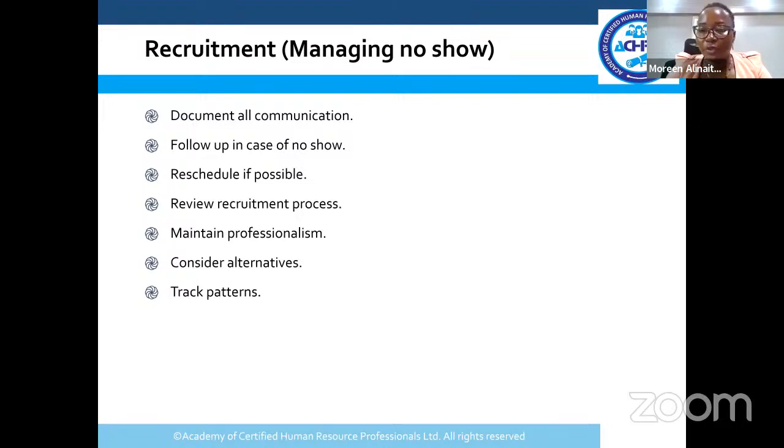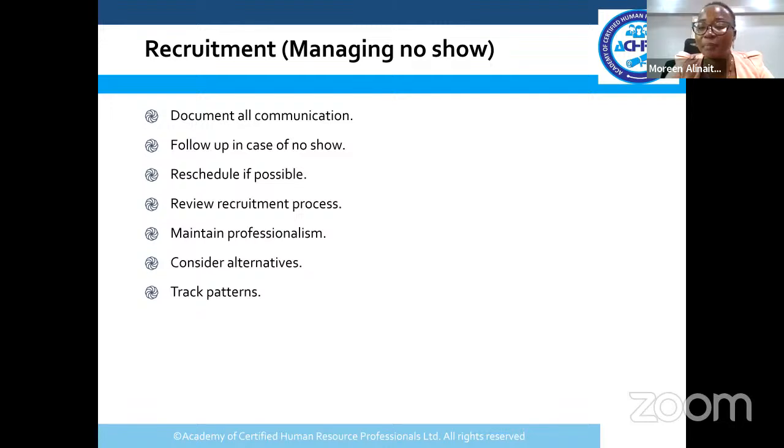So if you do an advertisement and people do not show up, or somebody who applied for the role does not show up, you need to make sure, number one, you have documented all communication. Ensure that all communication with the candidate regarding the interview schedule is documented, whether it's through email, phone call, or any other means.